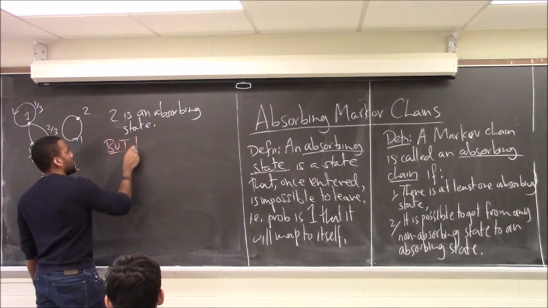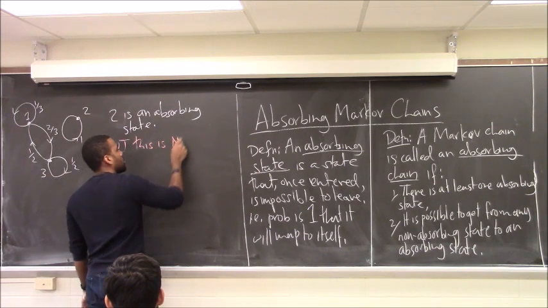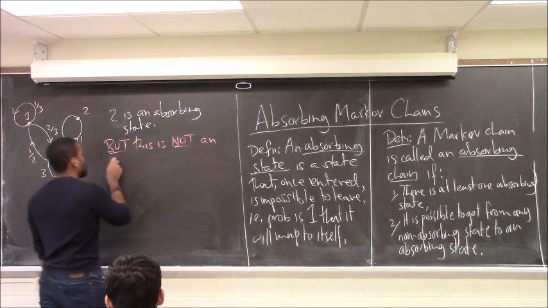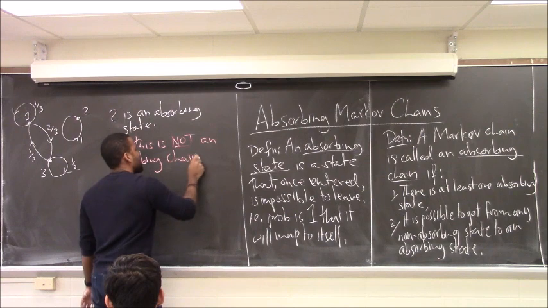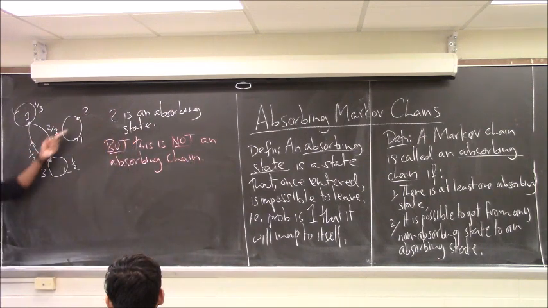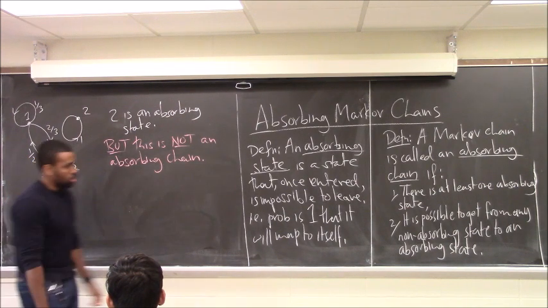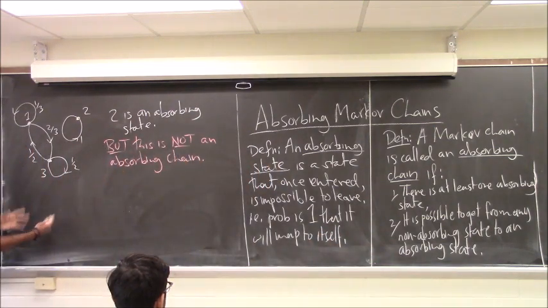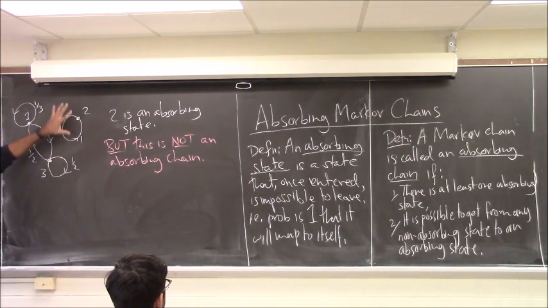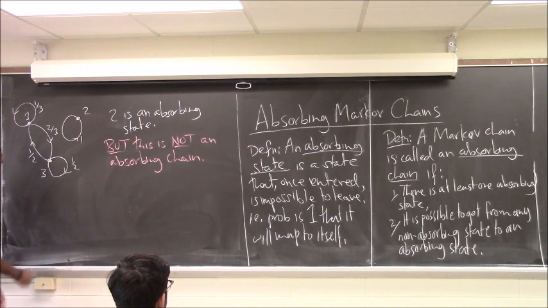But this is not an absorbing chain. Because if you're not at 2, it's impossible to actually get to 2. Somehow this system doesn't have a mechanism for jumping from state 1 or state 3 to state 2. So if you're over here, you can never actually enter an absorbing state. So it's not possible for you to go from a non-absorbing state to an absorbing state. So this is an example of a Markov chain that has an absorbing state, but it's not an absorbing Markov chain.